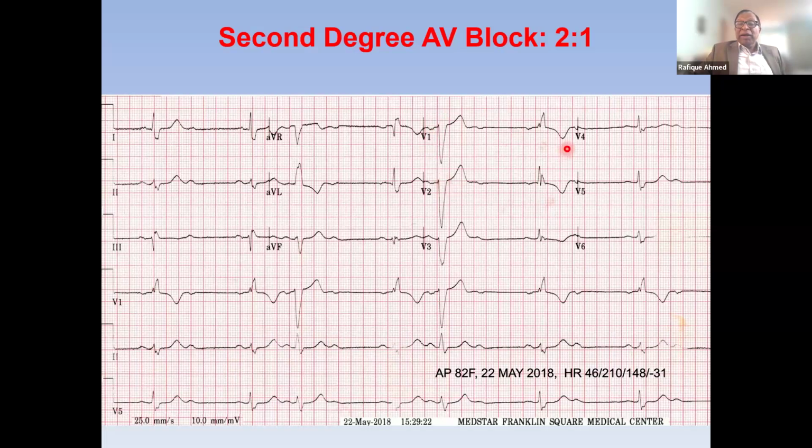Interesting block because look at this. This beat has left bundle and this beat has right bundle. These are the patients that worry me a lot because they have both right and left bundle involvement. One conducted QRS as left bundle, one conducted as right bundle. You have to be careful with these patients. If this patient comes to me with history of syncope and no other reversible cause, I would put in a permanent pacemaker the same day.